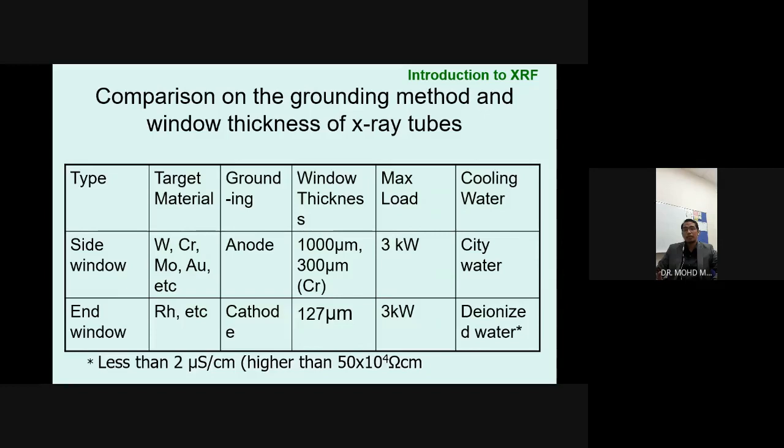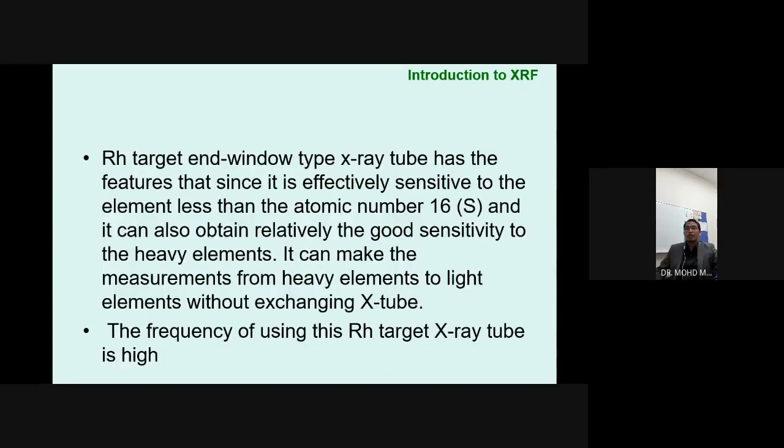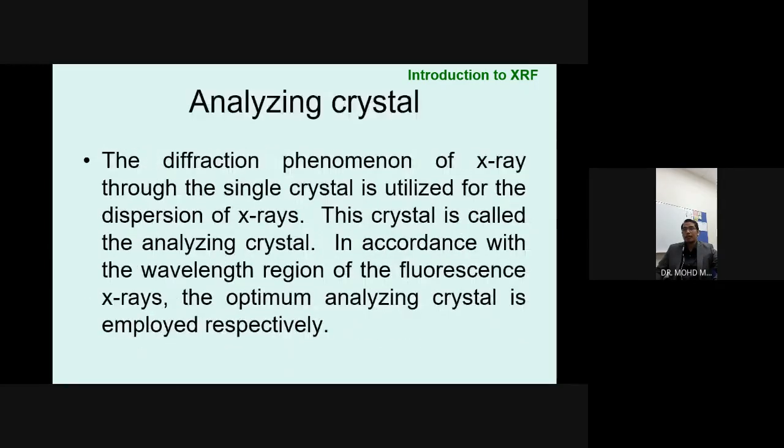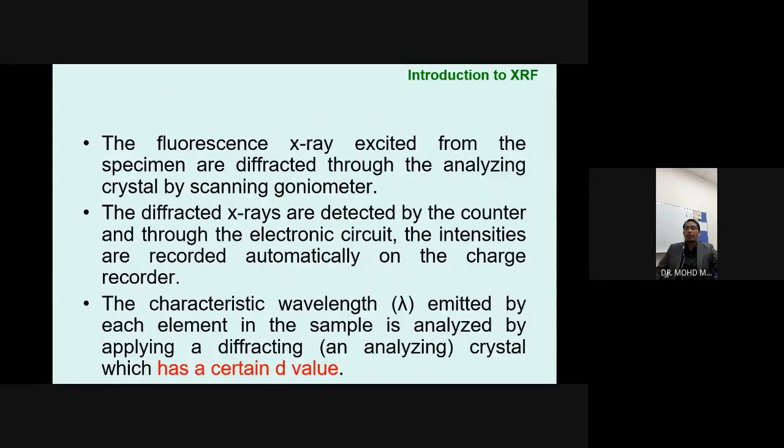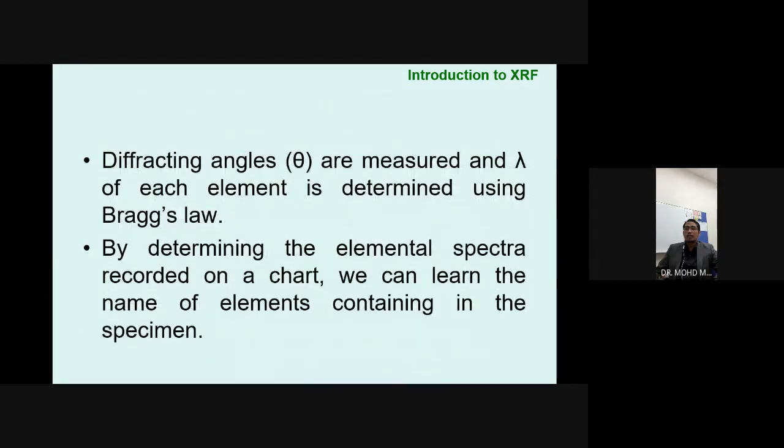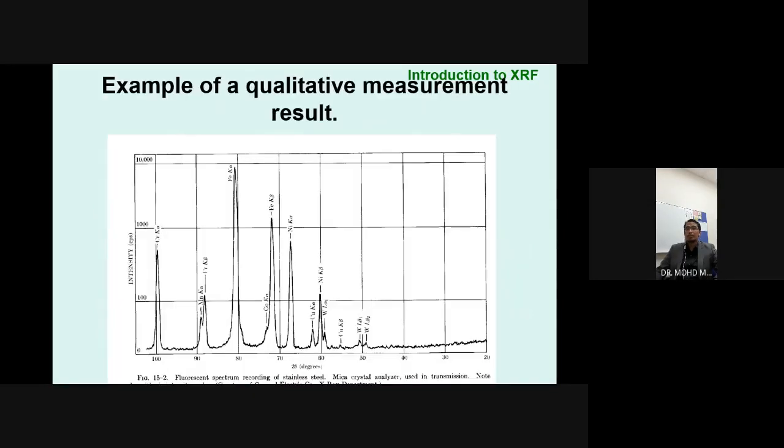What sort of target materials are suitable for using this one? What are the grounding methods? It could be anode or cathode grounding, which means stabilizing the charges. And we have a cooling water system and the type of water used. Moving on, we have the analyzing crystal. I think this is the basic part because we have explained it to you during the X-ray principle.